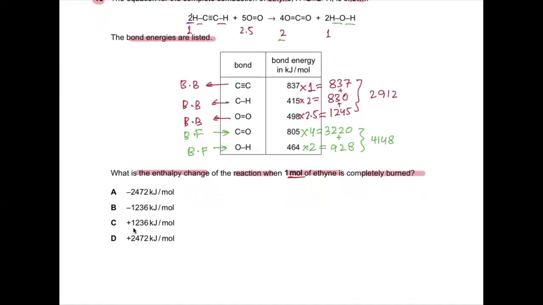So the enthalpy change is equal to bonds broken minus bonds formed. So bonds broken is 2912 minus bonds formed, 4140. Can you subtract these values? So it's B, minus 1236.